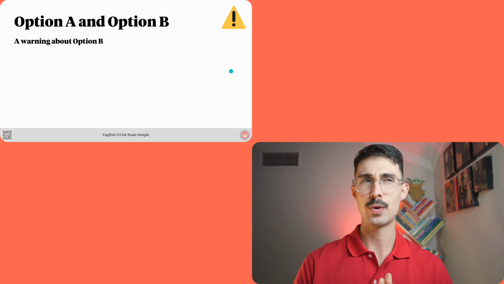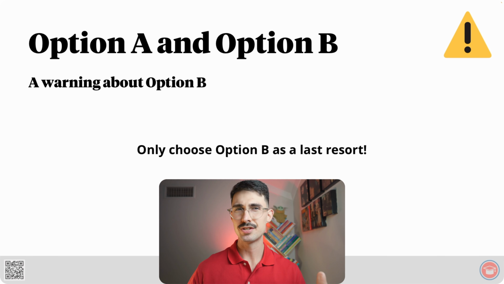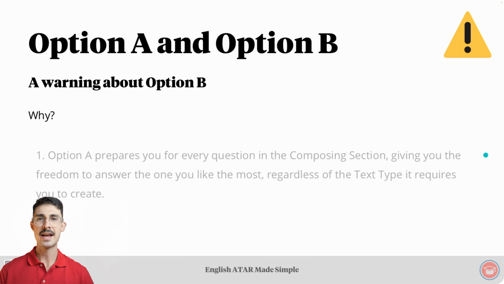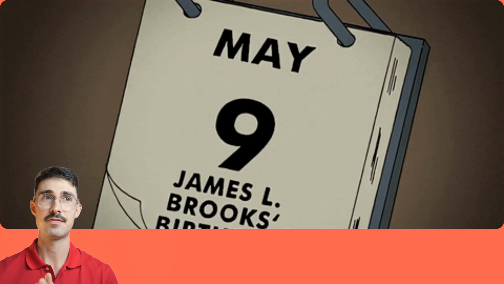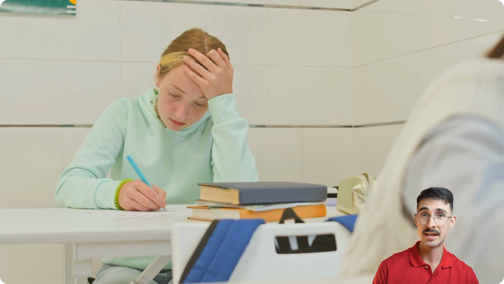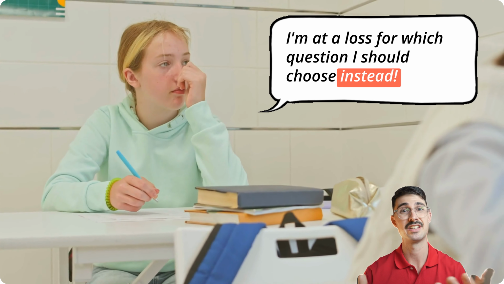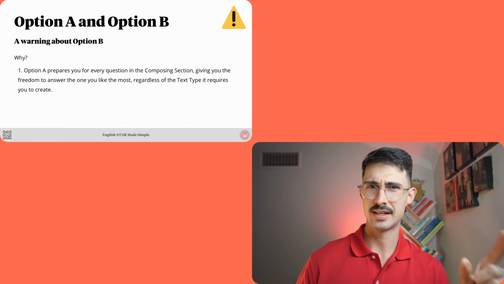Before we move on, a quick warning about option B. Only choose it as a last resort. Why? Option A prepares you for every question in the composing section, giving you the freedom to answer the one you like the most, regardless of the text type it requires you to create. For example, Hannah has chosen option B and she's chosen not to study persuasive texts. Then fast forward a few months, Hannah is in her WACE exam and she sees a persuasive question that she would love to answer, but she realizes that she shouldn't because she didn't actually study them, and now she's at a loss for which question she should choose instead. That's one reason why I would advise against option B.